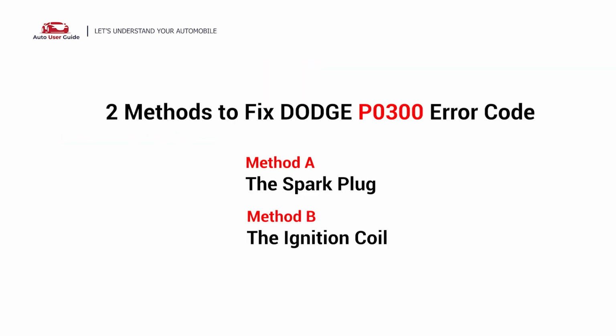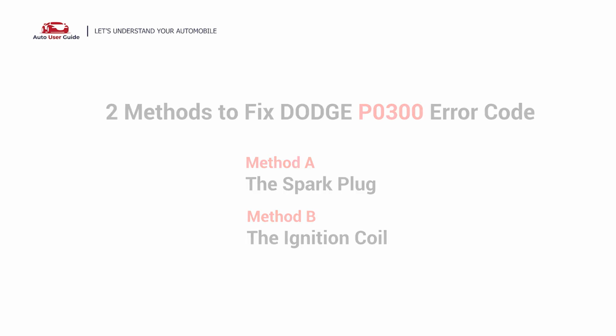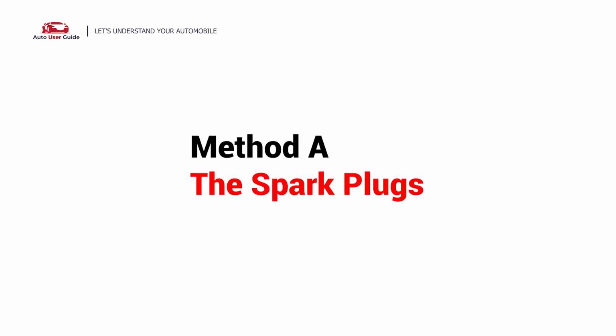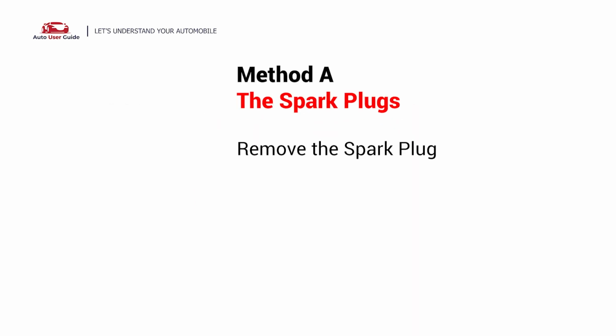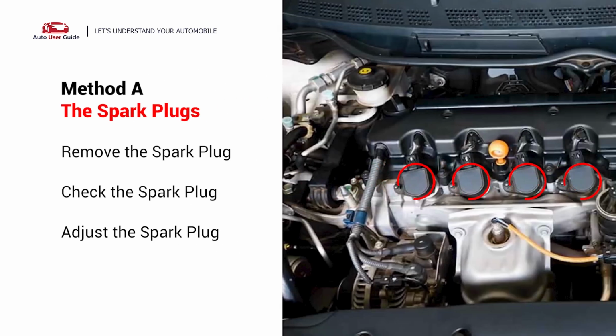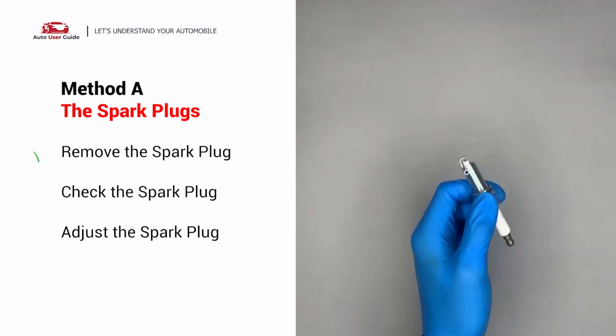Once you find the misfired cylinders, there are two simple DIY solutions you can try to solve this problem. Method A, the spark plug. The spark plugs are located at the engine end of the wires under the plug covers that attach them. First, carefully remove the spark plug.